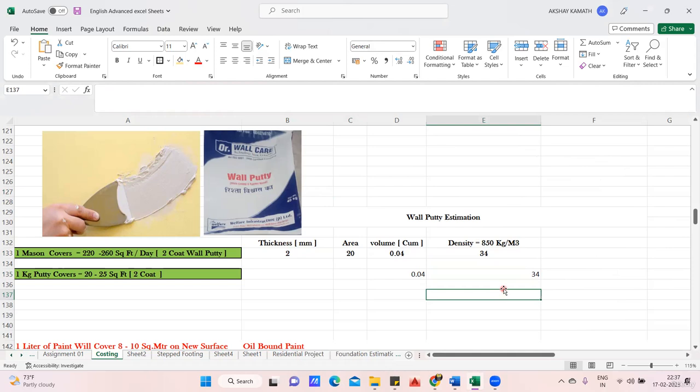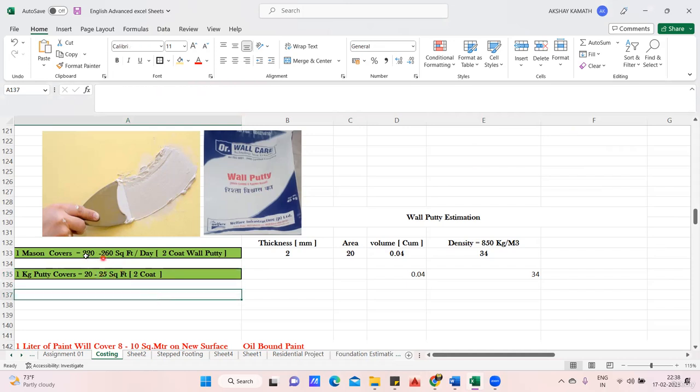Along with that, just understand one more thing. 1 kg of wall putty covers 20 to 25 square feet. That means if you bring 1 kg of putty, it can cover 20 to 25 square feet of the wall, and that too with 2 coats, not a single coat. 2 coats we usually put. So these are certain constants we try to use, and with the help of this we can do the costing and all.